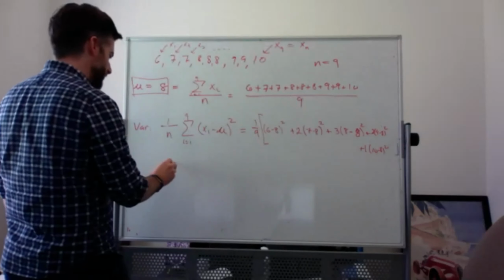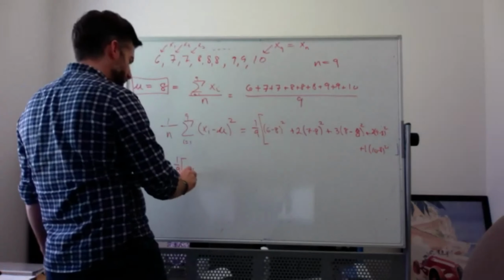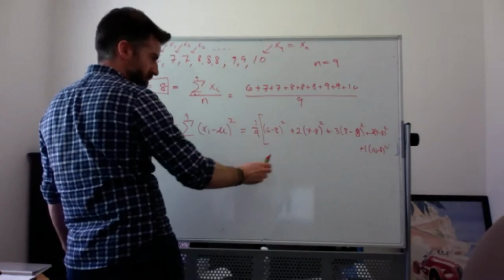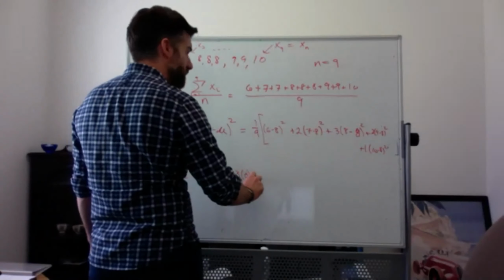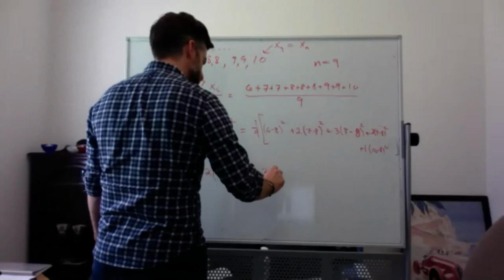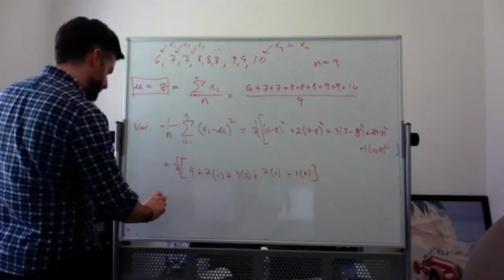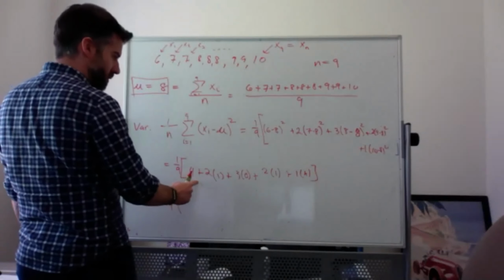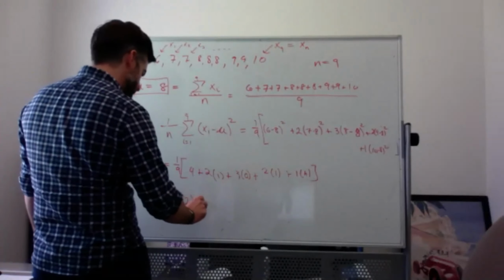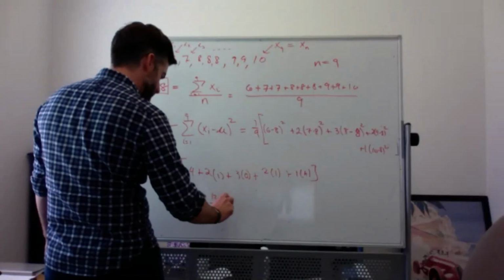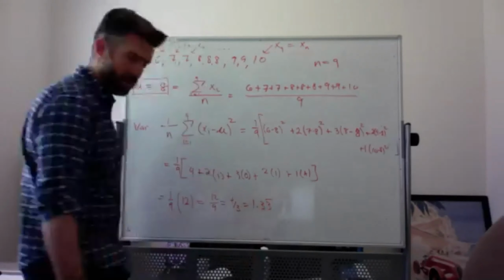So calculating this, I've got 1 ninth times 6 minus 8 is negative 2 squared is 4, plus 2 times negative 1 squared is 1, plus 3 times 0, plus 2 times 1, plus 1 times 4. So looking at this, I've got 1 ninth of 4 plus 2 plus 2 plus 4, that's 6 plus 6, that's 12. So I've got 12 ninths, which reduces to 4 thirds, which is 1.33 continuous, if you like.